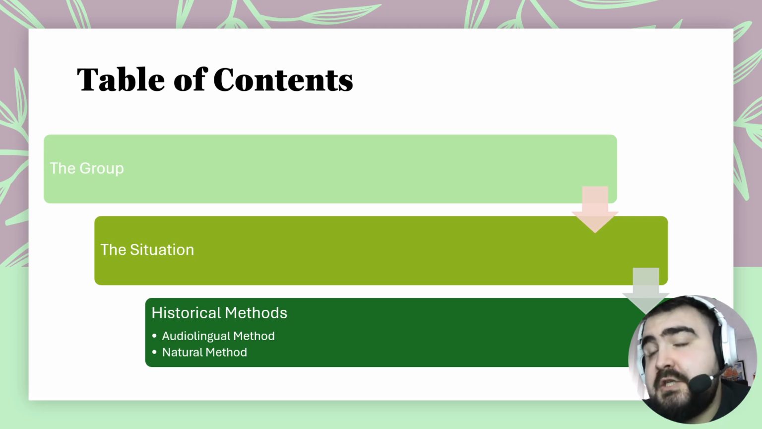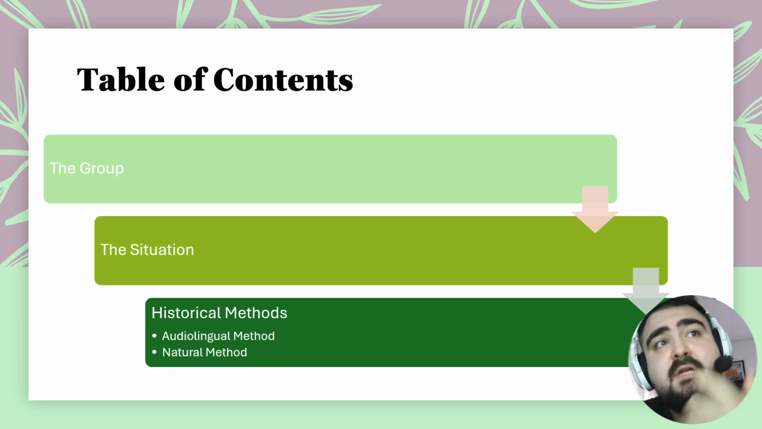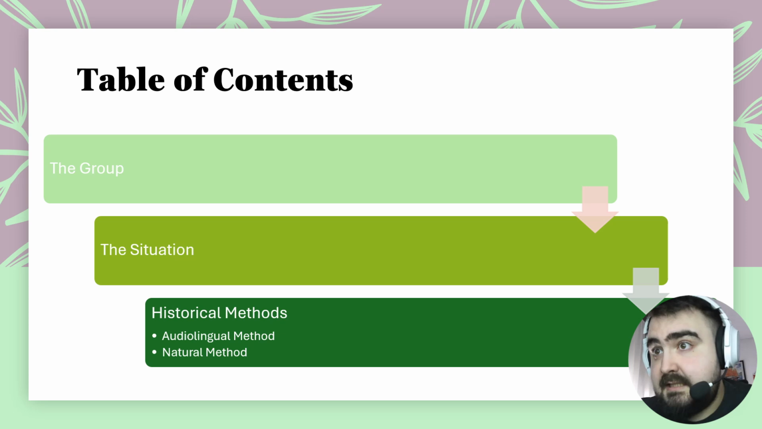Before beginning with the presentation, I would like to give a small idea on what we are going to be talking about in the following minutes. First, we're going to give a small explanation of the classes, what the group's characteristics. Then we are going to explain what the situation is. And lastly, we're going to be talking about the two historical methods that have been chosen to try and find a solution to this situation.